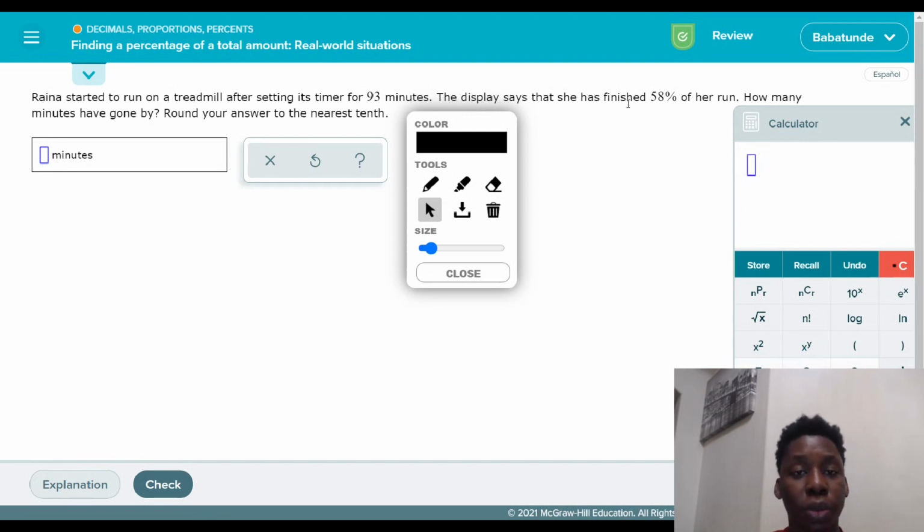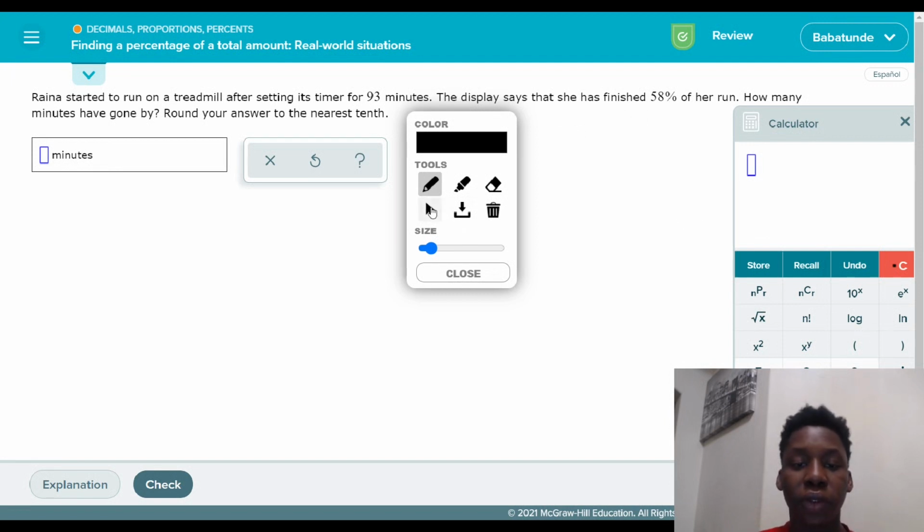Out of 100%, which is the total amount of time, 100% is the entire 93 minutes. So they're saying out of the 100%, out of the 93 minutes, she has only finished 58% of her run. Out of the entire time, which is 93 minutes, she had only finished 58% of 93 minutes. We're asked to find how many minutes, based on this 58%, have gone by. We're going to use that to solve this question.